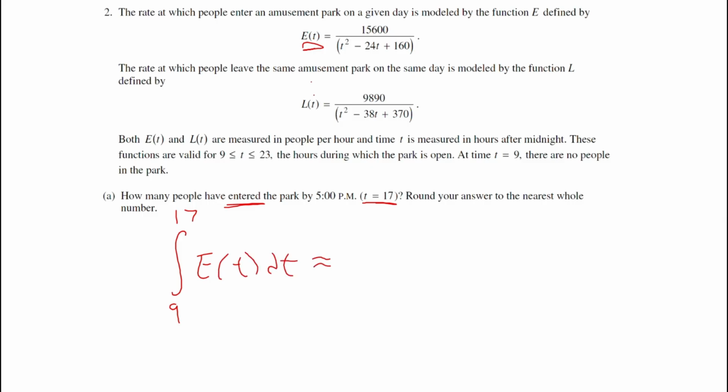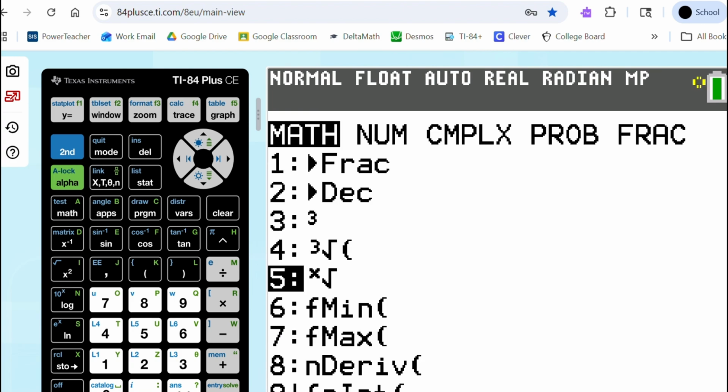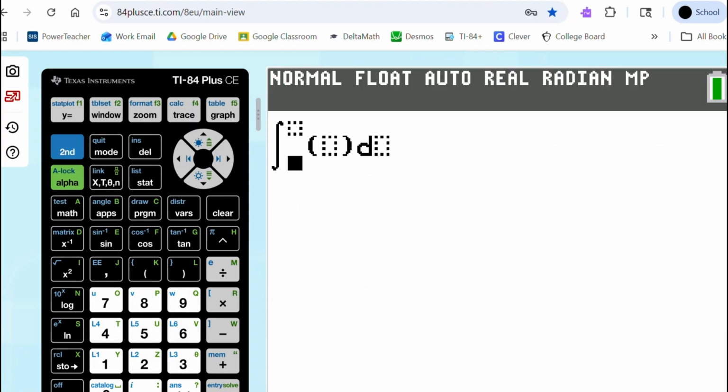This is a calculator question, which is great because otherwise that's kind of an annoying function for us to try to integrate. So we'll go to our graphing calculator here. And what we'll do is we're just going to go to math, and then we're going to go down to option number 9, which says FNINT. We'll hit enter there. We're going to integrate from 9 to 17, and we're just going to type in our E of t function, which you can hit alpha x to get this nice fraction if your calculator does it.